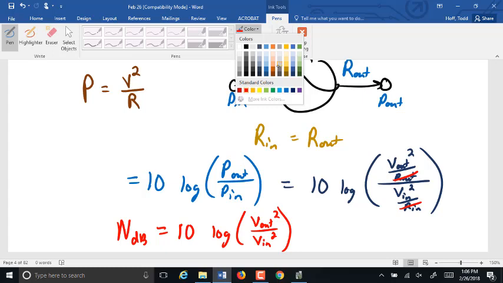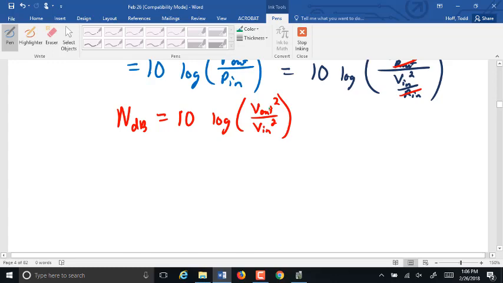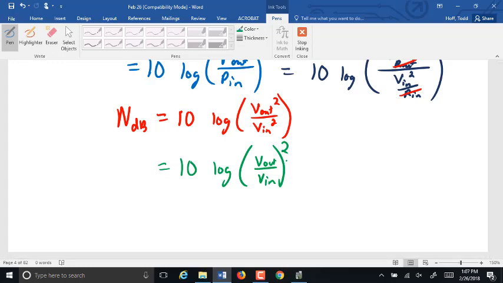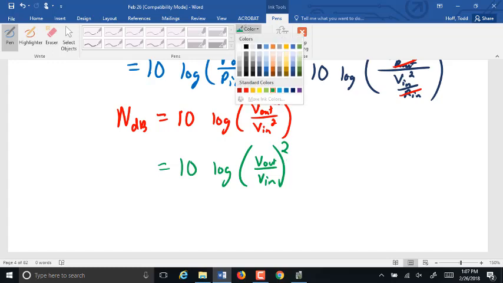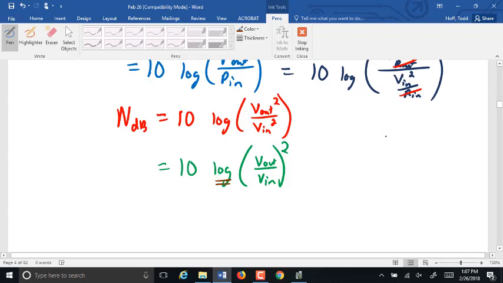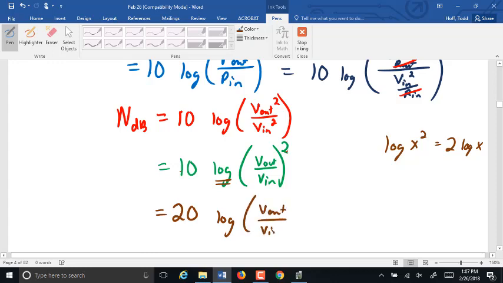Now, time to look at some of our math equivalencies. When I have a fraction like that, and the numerator and the denominator of the fraction are both squared, I can rewrite it as just output voltage over input voltage and square the whole thing. Does that look familiar? 3 squared over 4 squared is just 3 over 4, the whole thing squared. One of our equivalencies of logs was log of x squared is equivalent to 2 times the log of x, right? So I can take this power of 2 and bring it out front. So instead of 10 times the log, it's 10 times 2, or 20 times the log of V out over V in.